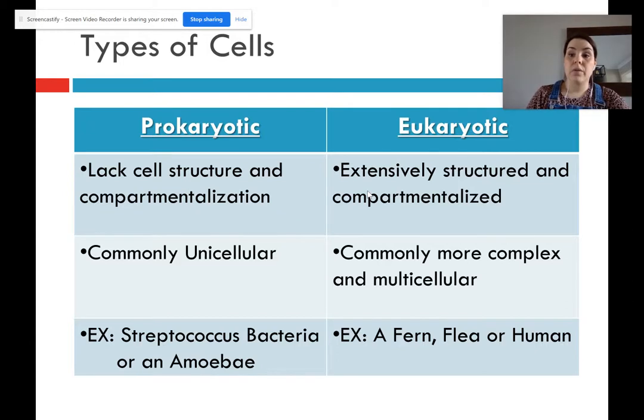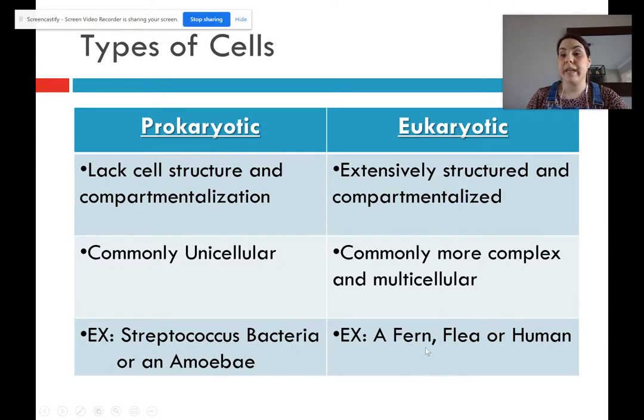Commonly as well, organisms that are made of eukaryotic cells are much more complex and they're therefore multicellular. So organisms that are made of many cells. So we are considered multicellular. We're not just made of one cell. We have tons of skin cells and brain cells and muscle cells and bone cells, all of those different types of cells that make you up. Because we have more than one, we would be considered multicellular.